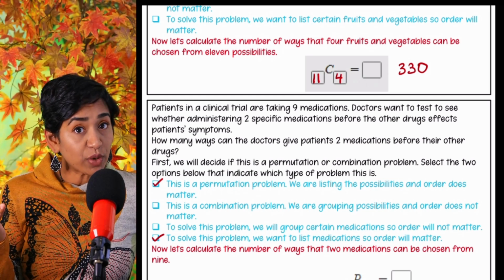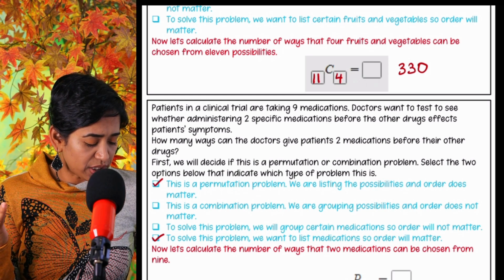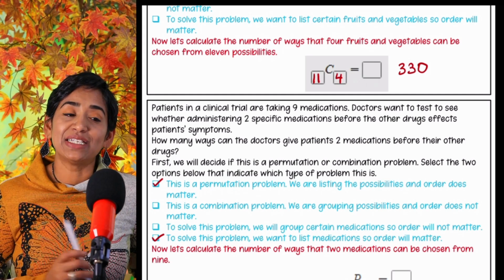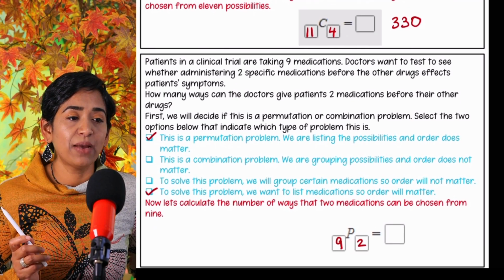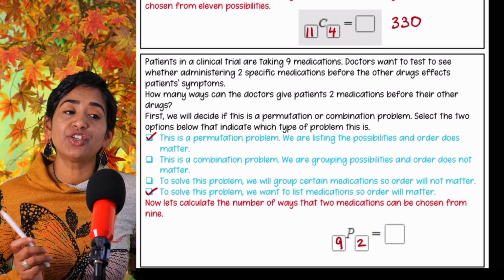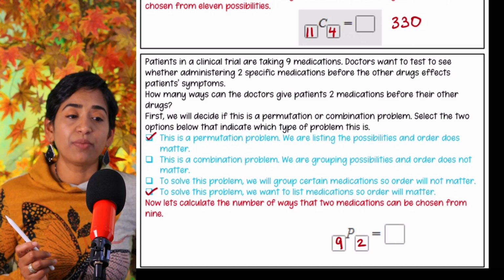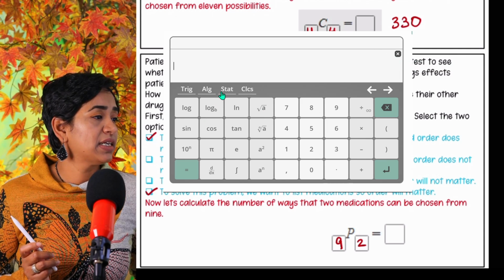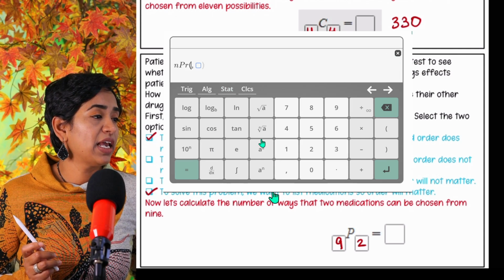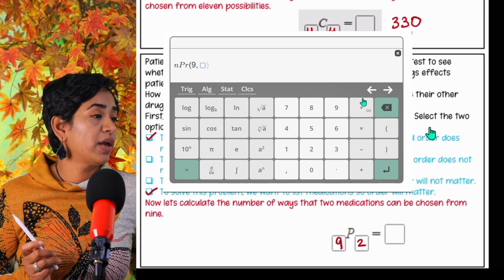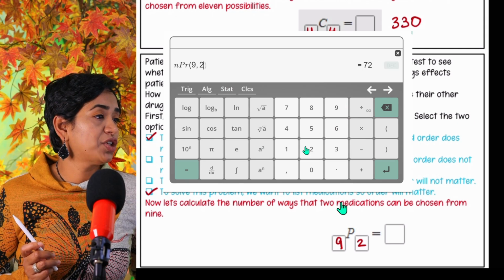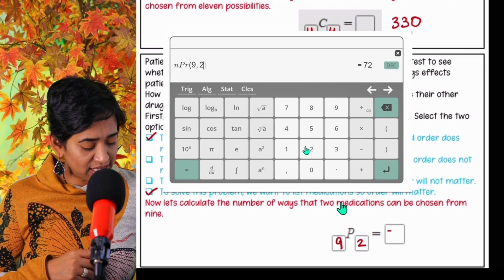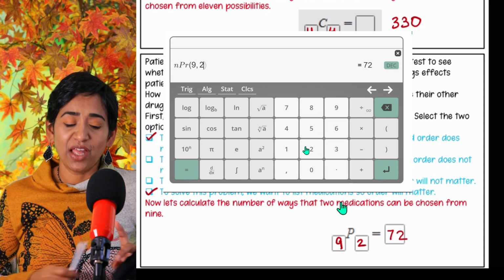Now that I know it's a permutation, I am choosing two medications from 9 medications. As simple as that. I'm simply going to go to my Class Calc, delete this, stats, nPr, 9. I'm choosing 2 from 9, so 72 different ways. So this is 72. Fair enough?